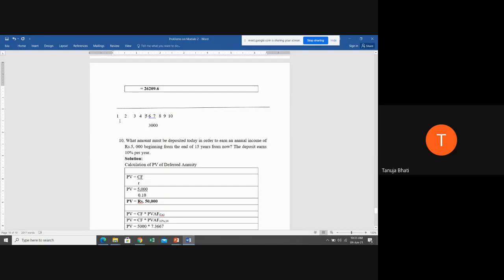Okay, now for the first 5 years we are getting 2,000 rupees. Is this clear? That we have found out the PV. Now from the 6th year onwards up to infinity, we are getting 3,000 rupees. Is this clear?